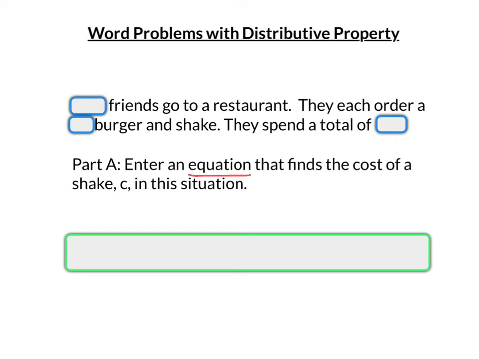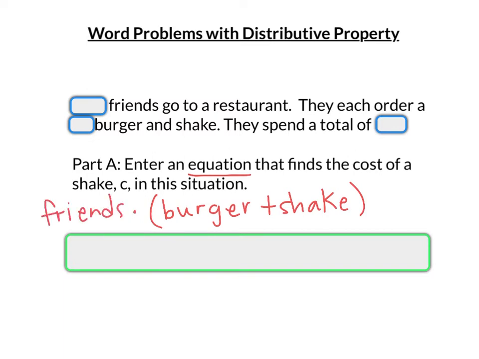So going back to the problem, we have friends. Each one is going to get a burger and a shake. So a burger plus a shake will be for one person. So I'm going to put that in parentheses. And I would have to multiply by the number of friends that are going to order that burger and shake. And I know it's going to be equal to a total that they've provided me with.